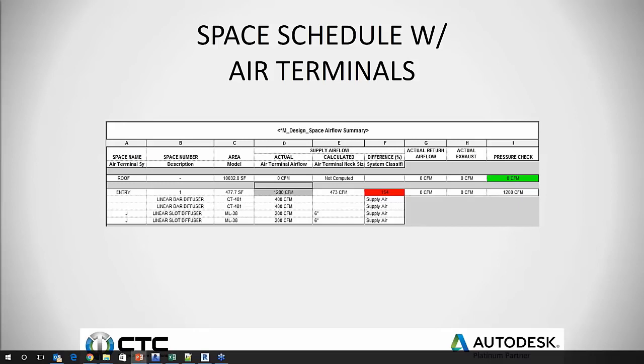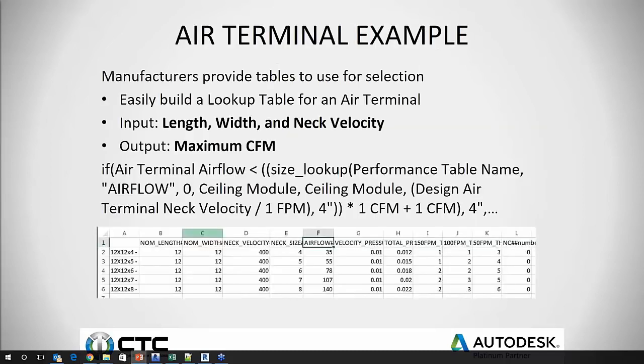So we can add a lot of really good information within our schedules to provide us checks and balances, and really provide us the information that we need in order to design better. Now if we get back to our air terminal example, you'll see that I'll be using a lookup table that's looking at the length and width and the neck velocity that we're designing.